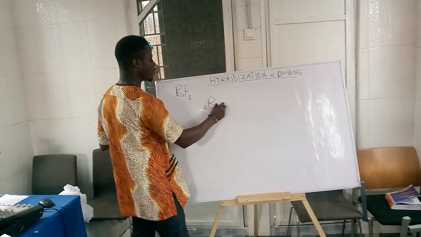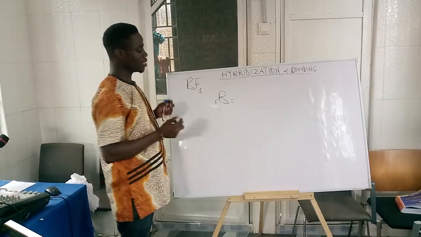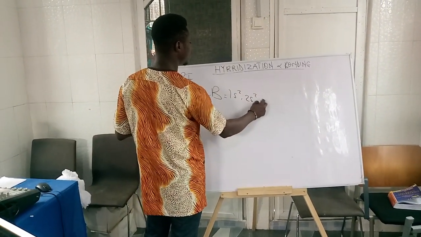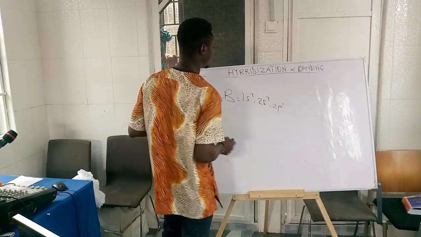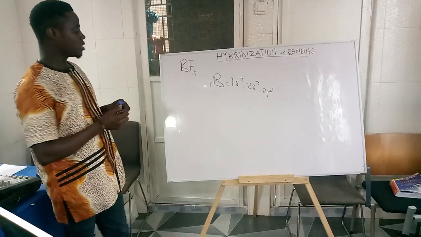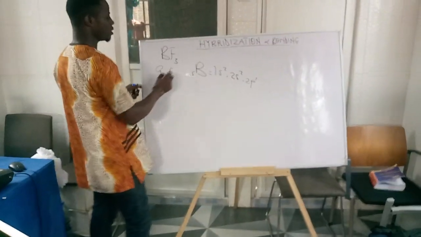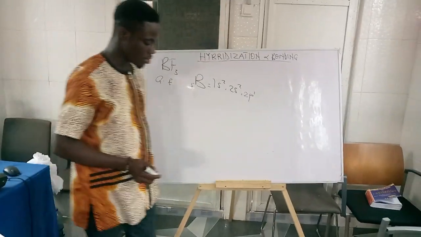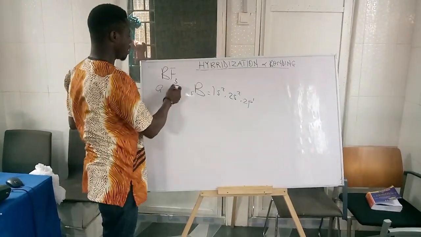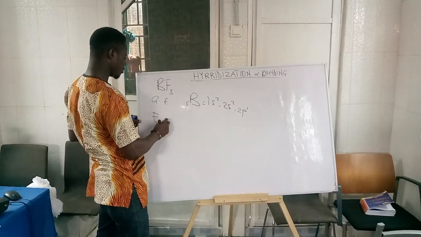Boron has atomic number 5. So if you want to write the configuration, it's going to be 1s2, 2s2, and then 2p1. This is what we call the ground state electronic configuration. Let's look at writing this in the excited state.